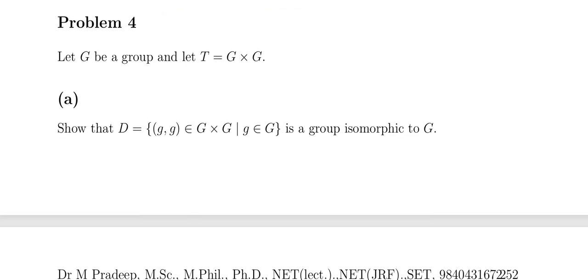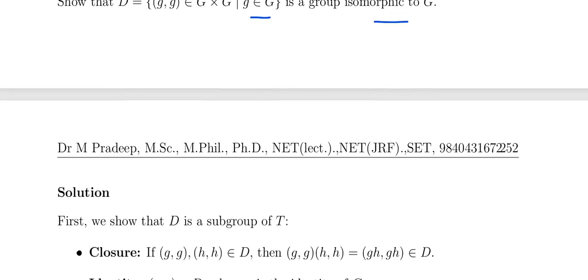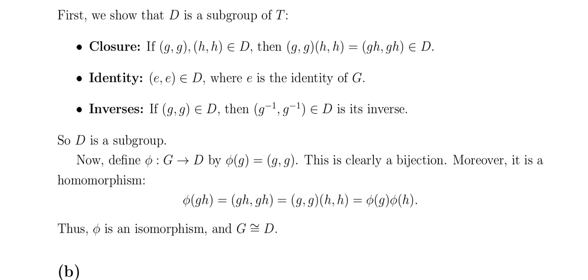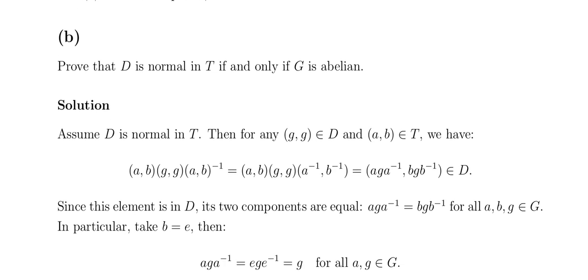Let G be a group, and let T equal G cross G. Then D is defined as the collection of (g, g) belonging to G cross G, for every g belonging to G. This D is a group that is isomorphic to G. It's a very simple result. And another result: this collection D is normal in T if and only if G is abelian. This is maybe important. Okay.